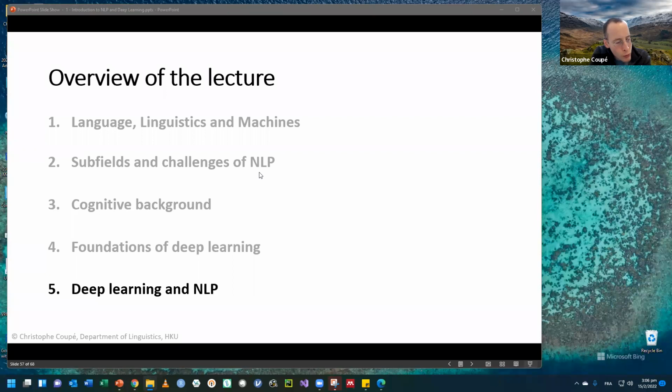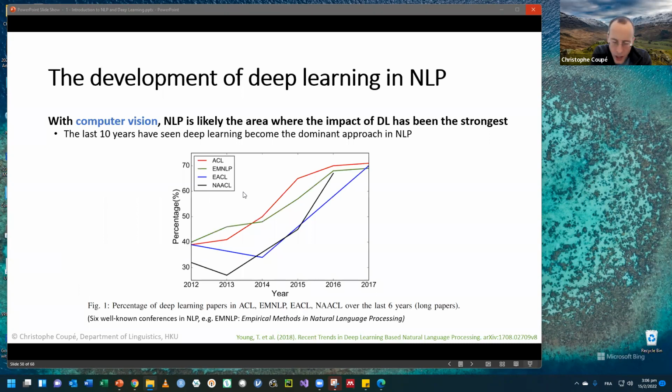So what I want to do before moving to the second session, the second lecture rather, is introduce deep learning and natural language processing, broadly speaking, so that you get an idea how I will come back to it later on. There are two areas in deep learning which have seen the most progress. One area is called computer vision, and the other is natural language processing. This is where the impact of the new deep learning approaches has been the strongest.